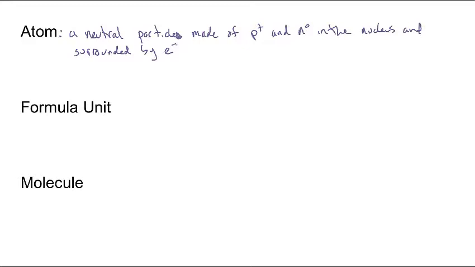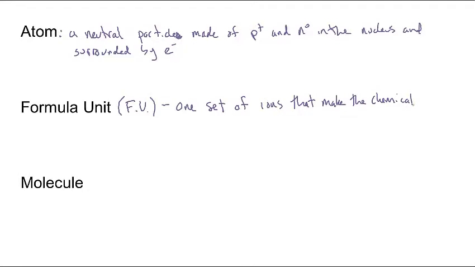Okay, the next type of particle we're going to talk about is a formula unit, which is the only time you can ever curse at a teacher is when you're talking about this type of particle. And this is one set of ions that make the chemical formula for that substance.